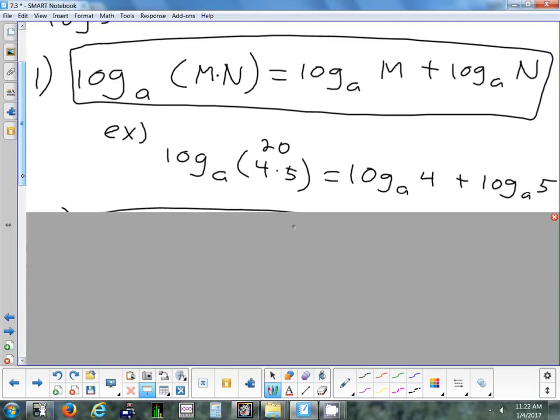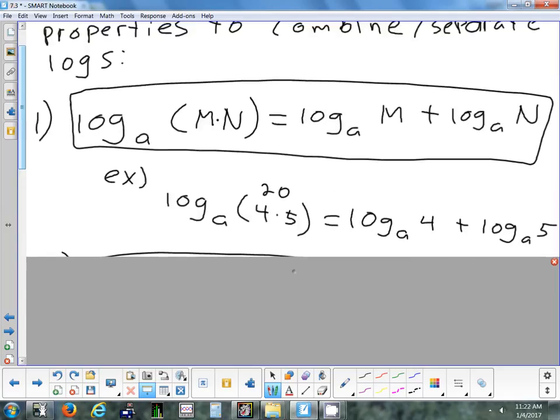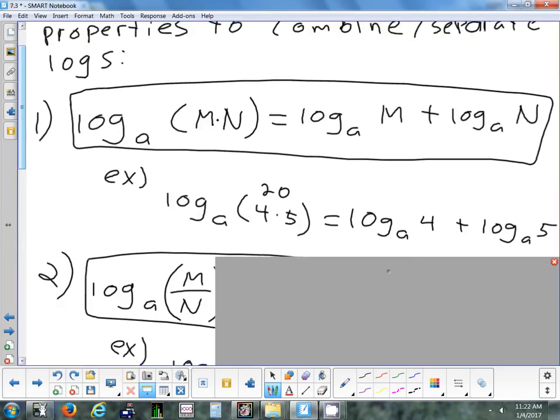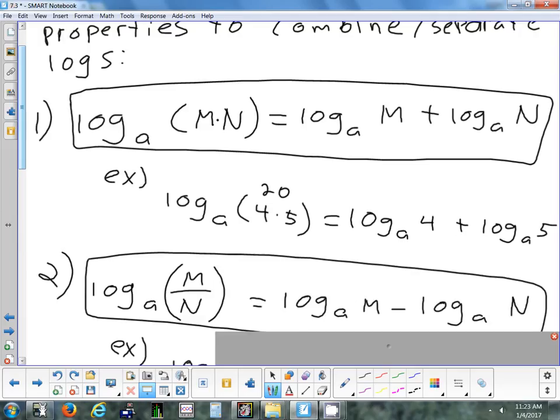Okay. Let's look at the next one, which is a quotient. So if this follows any kind of pattern, and a product splits as a sum, what do you think a fraction would split as? Yeah, it's going to split as subtraction, or a difference. What's important here, though, is that you do the log of the first argument, or the top argument, minus the log of the bottom argument. You have to do them in that order.